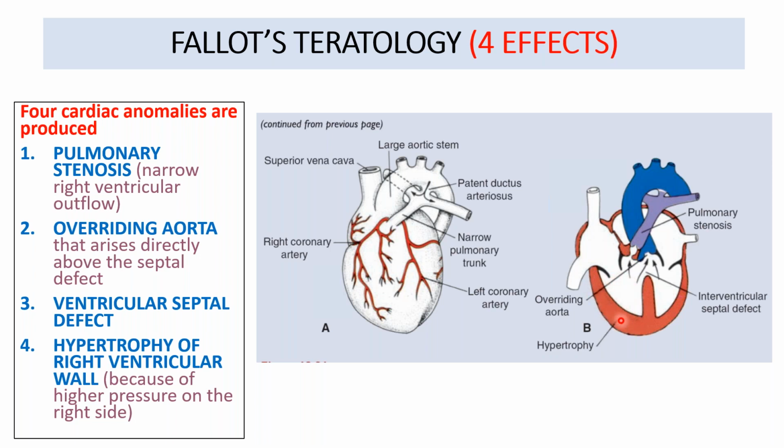Otherwise, normally the left ventricular wall is thicker as compared to the right, but here there is hypertrophy of the right ventricular wall because more pressure is applied for the blood to pass through the pulmonary stenosed area. So these are the 4 defects associated with Fallot's: pulmonary stenosis, overriding aorta, ventricular septal defect, and hypertrophy of the right ventricular wall. Remember these 4 defects by this diagram. You can see it over here also.